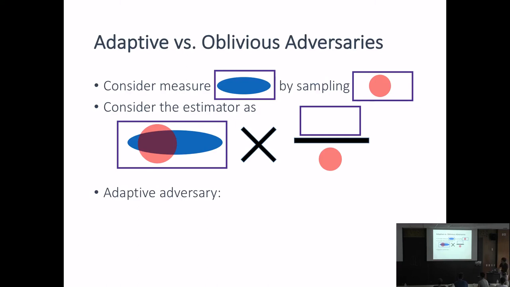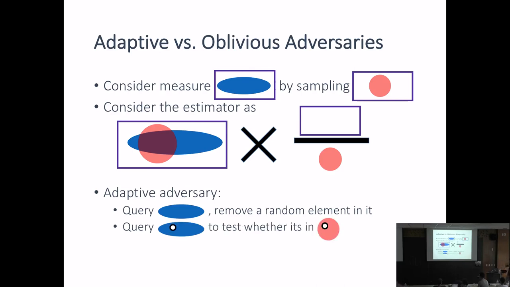So this is what an adaptive adversary can do. In order to query this blue set, he's going to mess up this estimation in the following way. First of all, he queries the size of this blue set, and then he randomly removes the element in it.